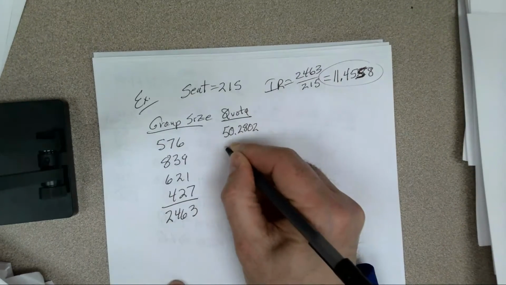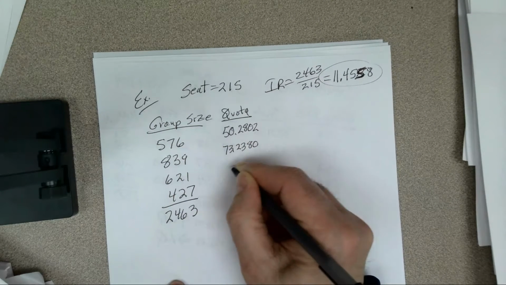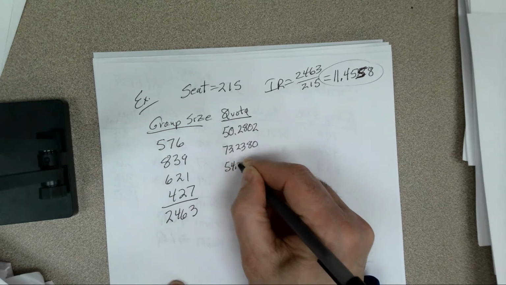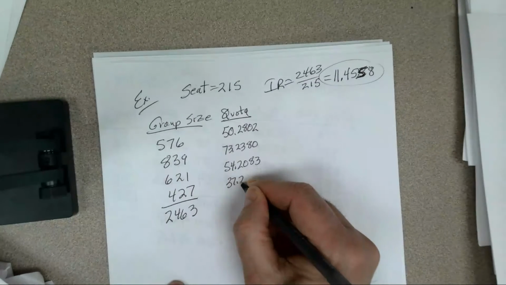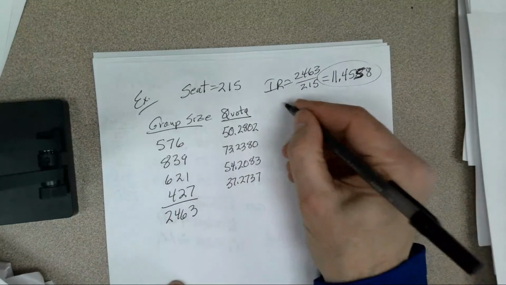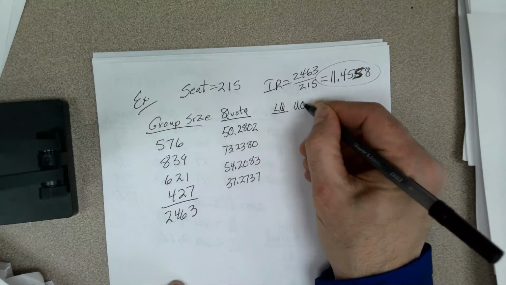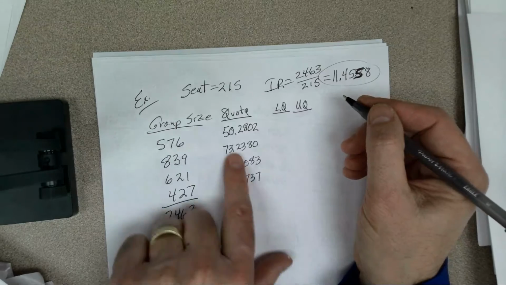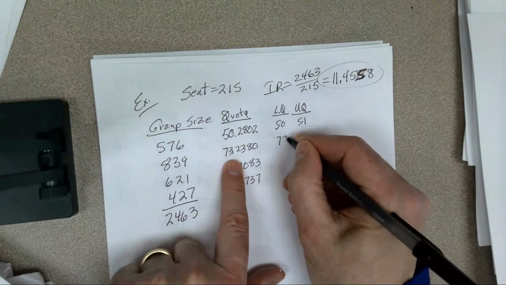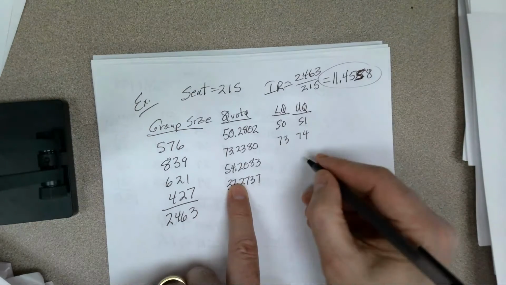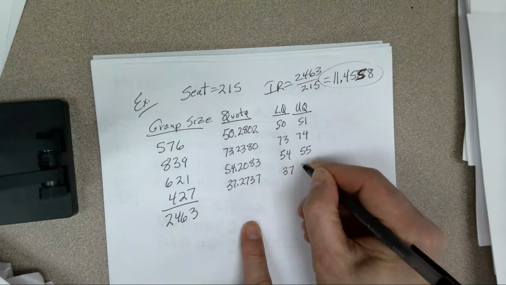50.2802. 839 divided by that is 73.2380. 621 is 54.2083. And 427 is 37.2737. All right, so for this method, for Huntington Hill, we find the lower and upper quotas. What two integers does that fall in between? 50 and 51. 73 truncated plus 1. All right, 54 and 55, and 37 and 38.